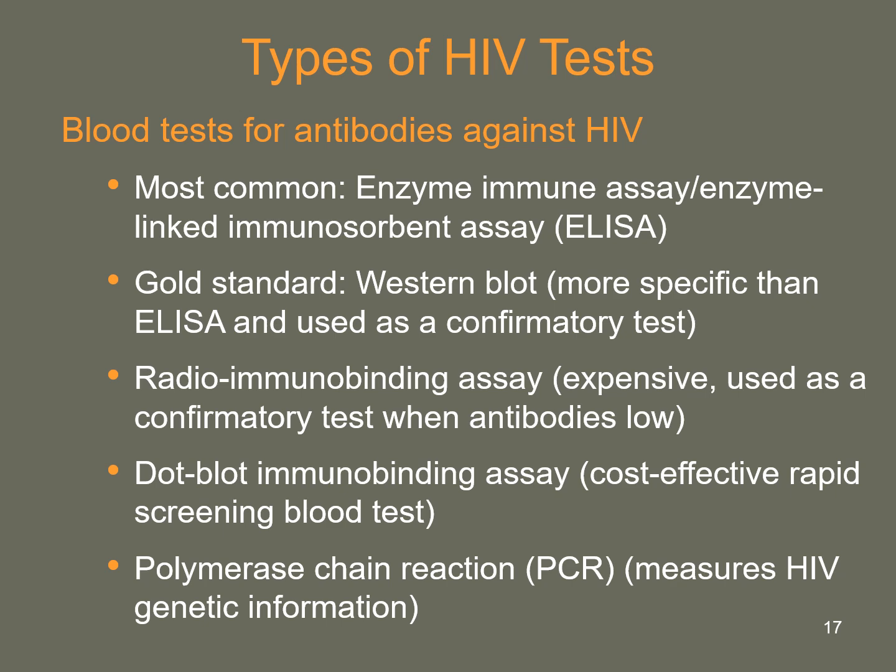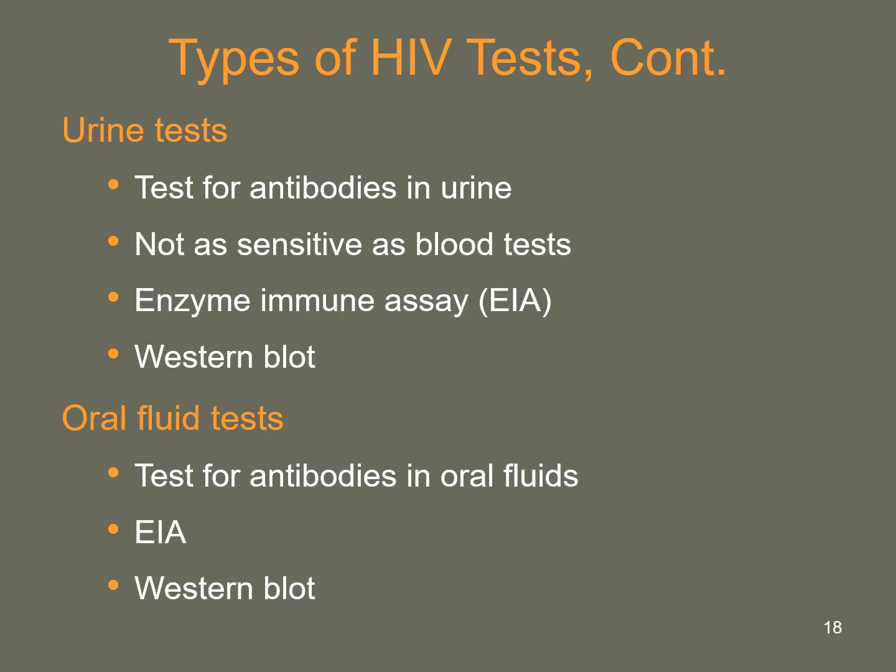Then we have the polymerase chain reaction, PCR. So this one measures HIV genetic information. This is where you usually know if it is HIV-1 or HIV-2 using the PCR. So please make sure you know these tests, because when you go and work in the lab, you are going to use these tests. If you can't use all, at least a number of them, you should be able to use them.